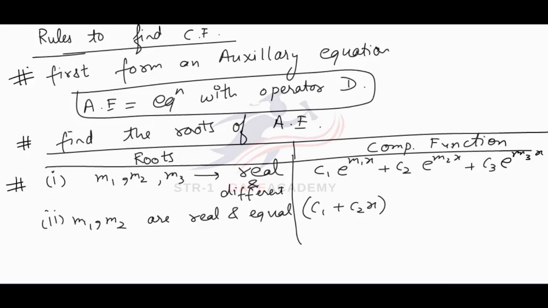So the equation can be written as c1 plus c2x into e raised to m1x, right? You can write m1 or m2, whatever, because both are the same only, right?